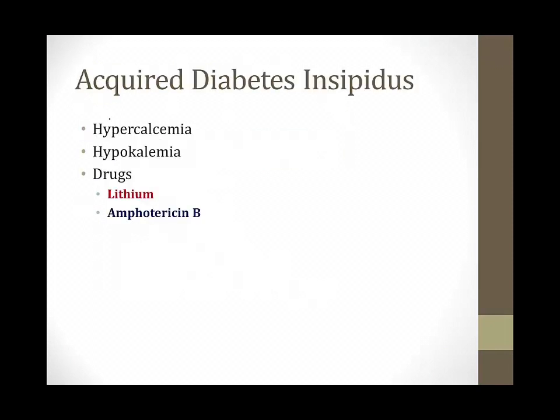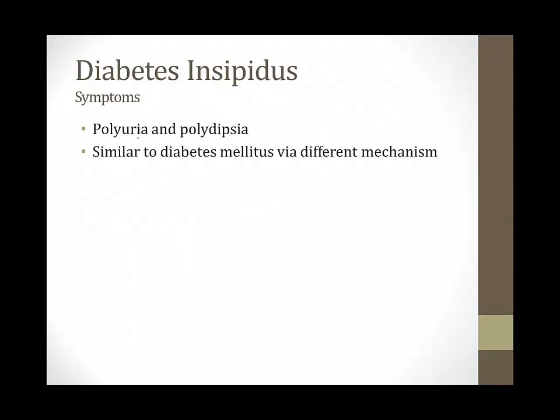In certain electrolyte disorders, nephrogenic diabetes can occur. When patients have hypercalcemia or hypokalemia, the kidneys can become poorly responsive to ADH, and that can lead to diabetes insipidus. In addition, there are a number of drugs that are associated with nephrogenic diabetes insipidus. I've listed two of the classic ones on the screen. Lithium, which is a psychiatric drug, and amphotericin B, which is an antifungal drug, are both classically associated with development of diabetes insipidus.